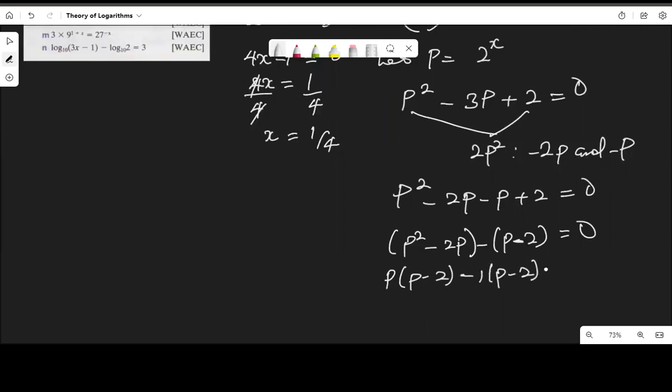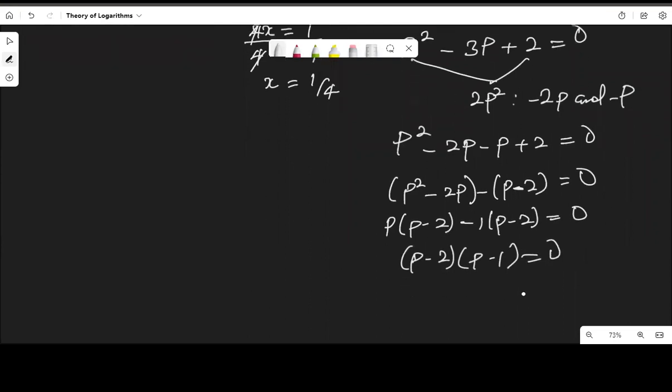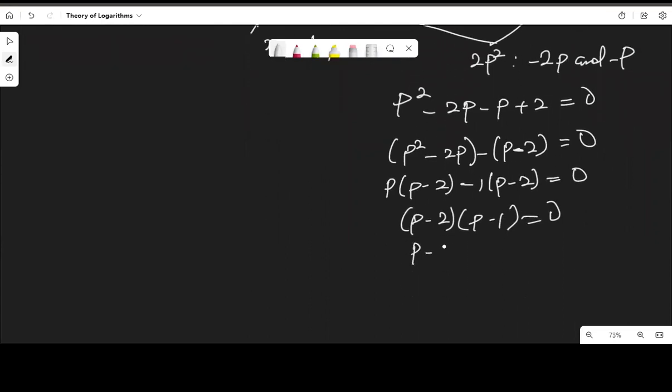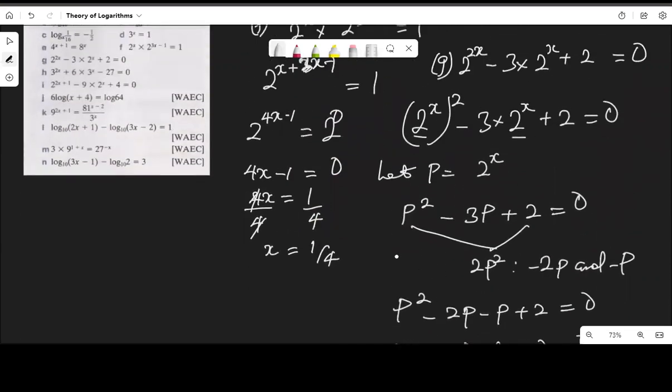p minus 2 equal to 0. And p minus 2 and p minus 1 equal to 0. You see that p minus 2 is equal to 0, or p minus 1 is equal to 0. P therefore is 2 or 1. But it's x we are looking for.